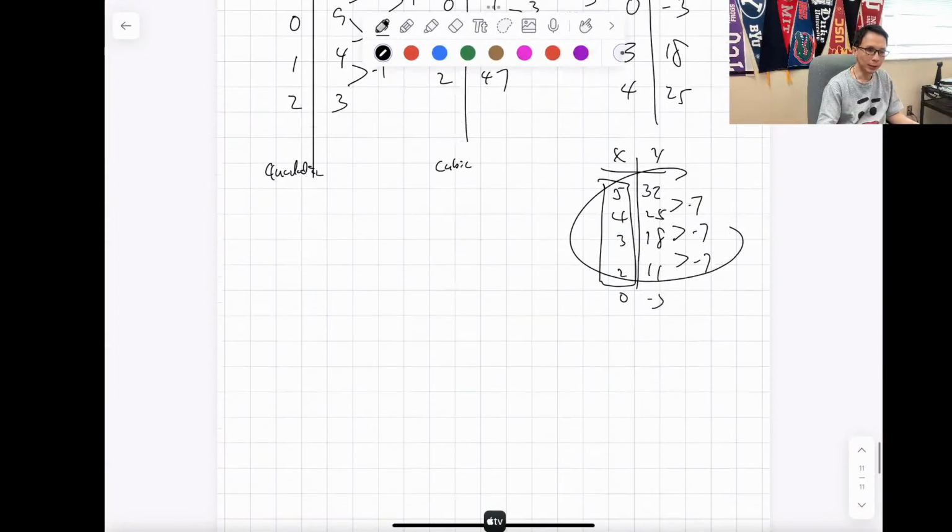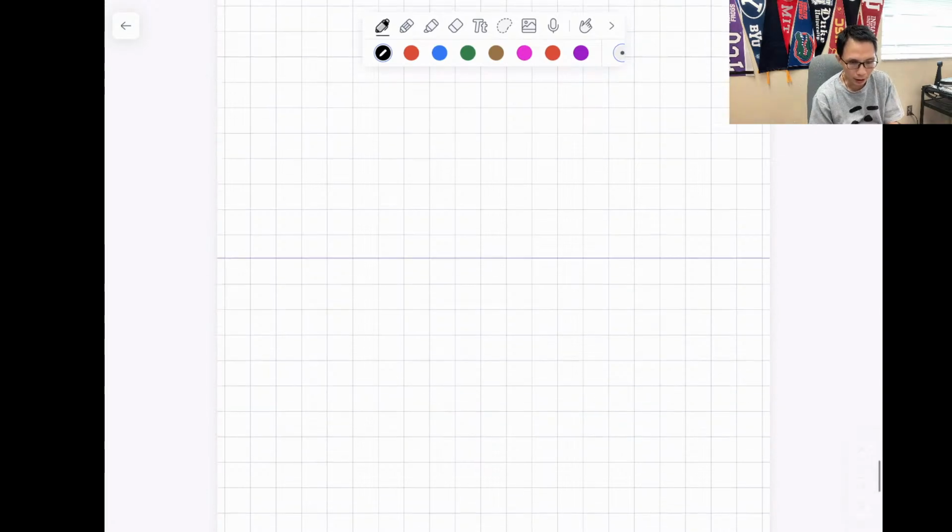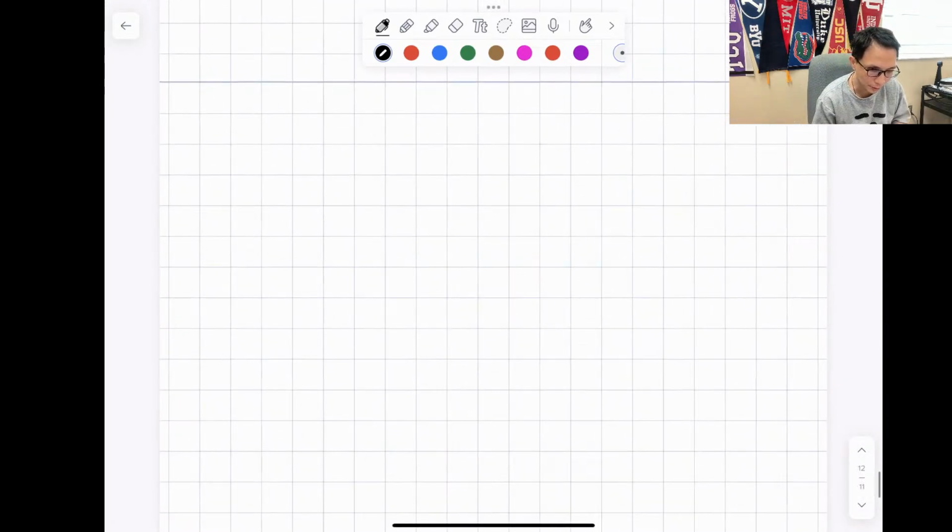So does that make sense? Okay. So we're going to talk about graphing. We're going to talk about transformation as well. How do I graph this?